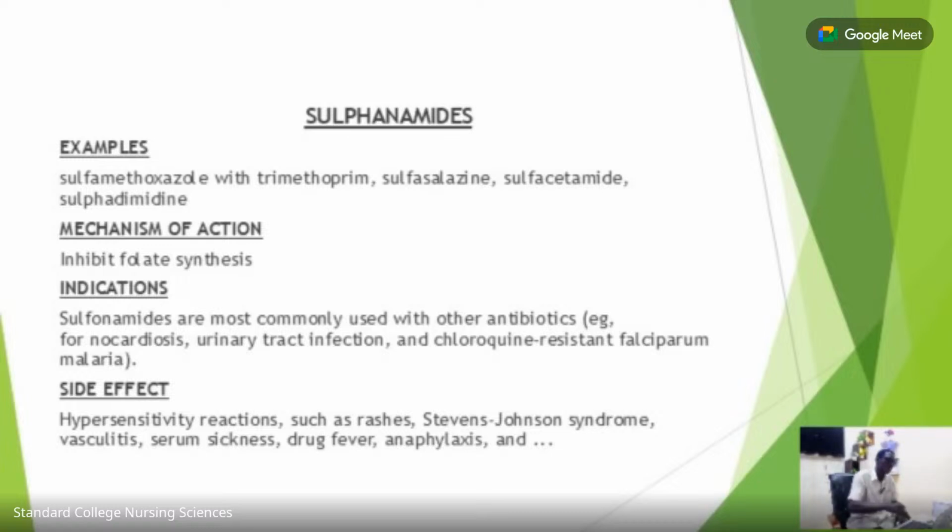Then we have sulfonamides. We have sulfamethoxazole with trimethoprim, sulfasalazine, sulfacetamide. But among them, sulfadimidine is very common too. Sulfasalazine is also very common. And also sulfamethoxazole is also very common. So you want to look for other information about it. Like I said, the information you are going to add to these now is the dosage of each of these. And after the dosage, you also look at the nurse's responsibility and route of administration. Is it given IV, IM, or whatever route it is given?